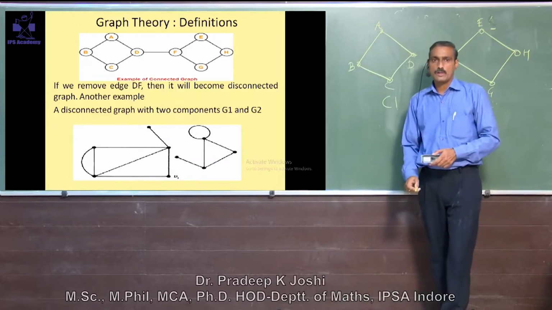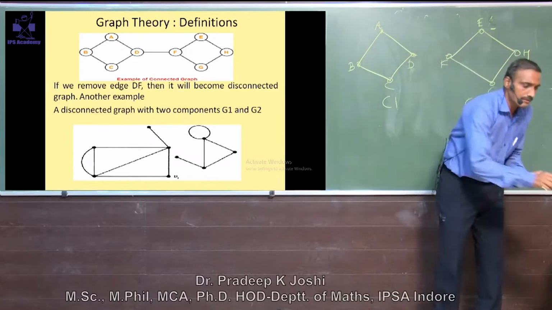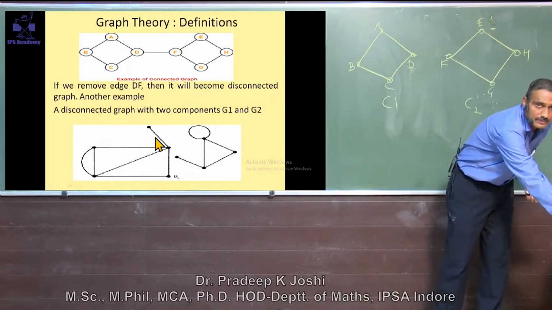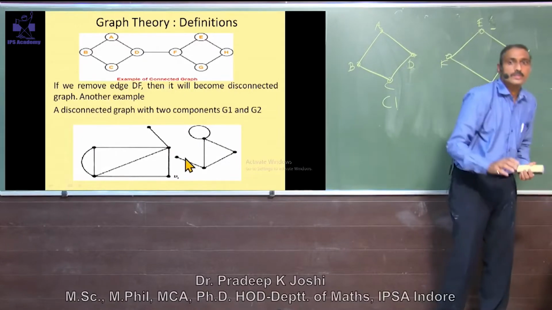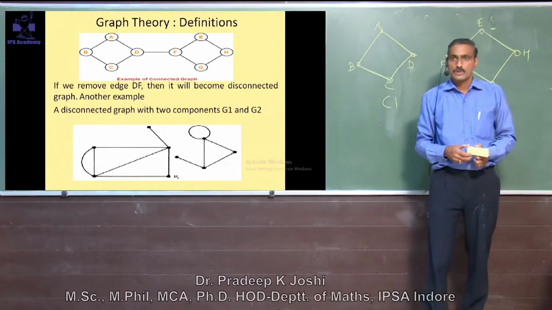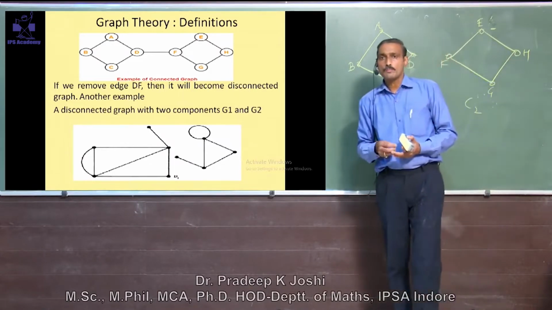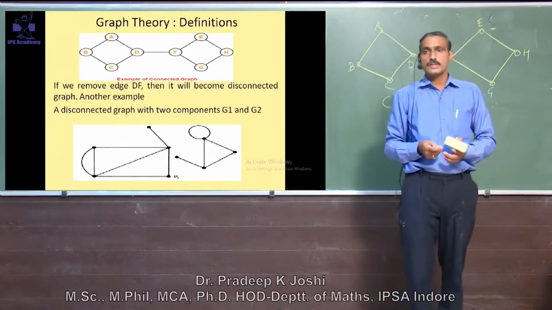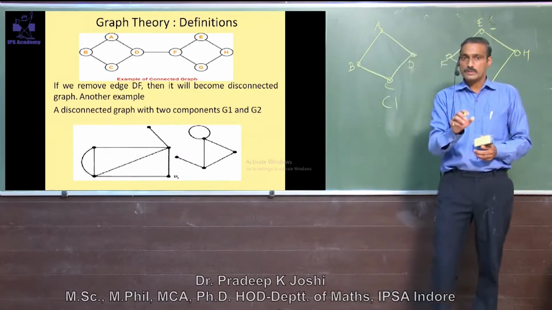Similarly, another example is here. This is a graph, and this is also a graph, but they are not connected. So this is a disconnected graph, and G1 and G2 are the two components of this disconnected graph. So now we have discussed walk, path, circuit, and connected and disconnected graph, which depend upon the definition of path.